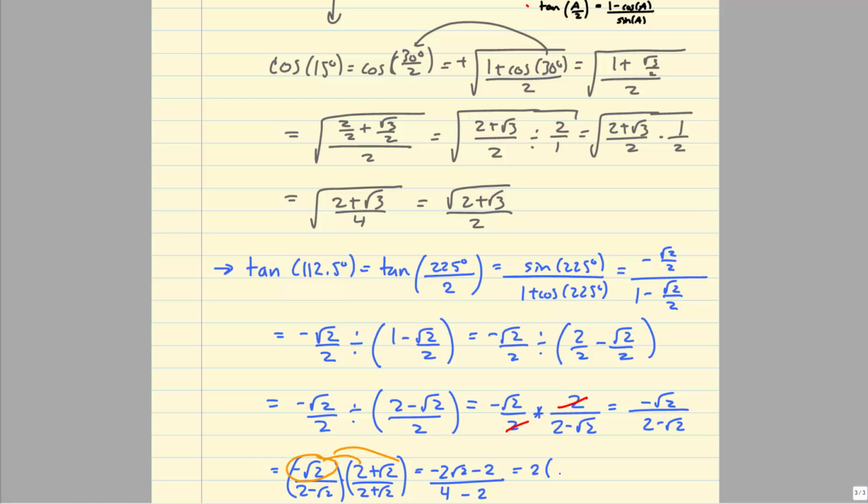So on the top I could pull out a 2 and I'd be left with a negative root 2 minus 1. In the bottom, 4 minus 2 is 2 and they cancel, and I'm left with negative 1 minus root 2, or negative root 2 minus 1. It doesn't matter how you'd write it. So you have to know your unit circle. You can see that it's going to come in handy. And you also need to be able to work with fractions. And remembering, when you divide by a fraction, you multiply by the reciprocal, but the reciprocal has to be a single fraction. So I think we've gotten the hang of writing those exact values.